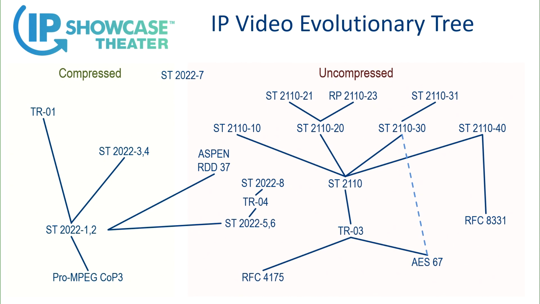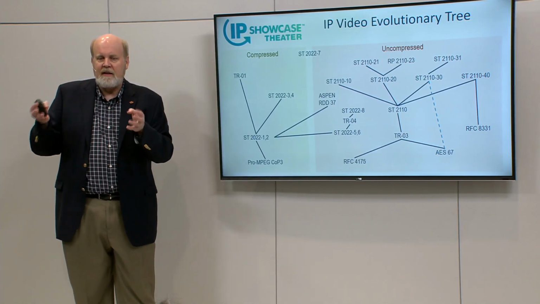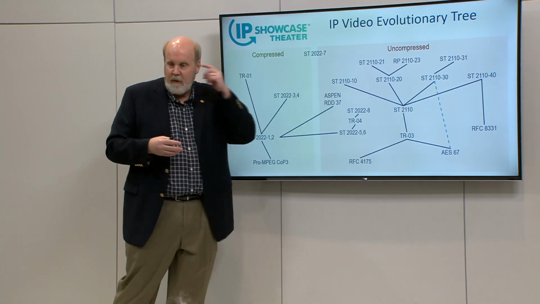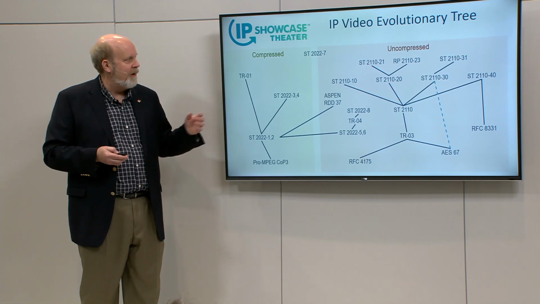Recommended practice 2110-23 is something that isn't released yet. We're expecting it to come out soon. But what 2110-23 does is it provides you a mechanism to take a very large image, divide it into smaller images, and send those out, each one of them as a 2110 stream. And we'll talk about that towards the end of the hour here.